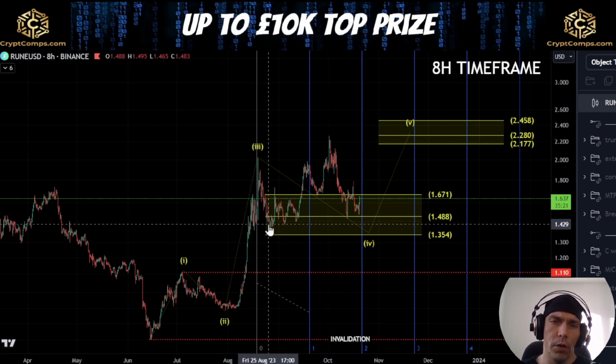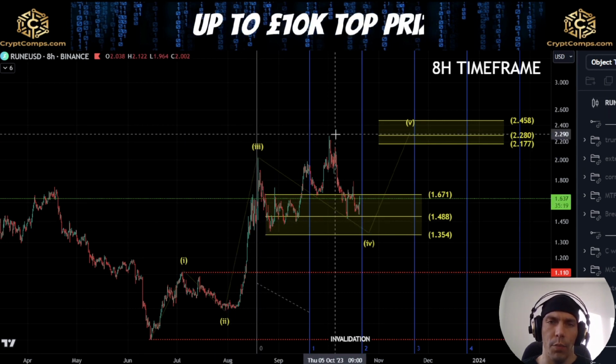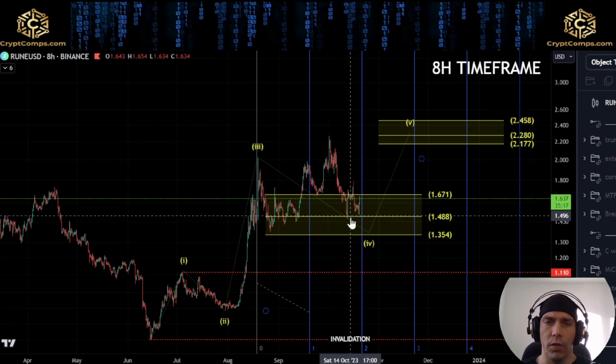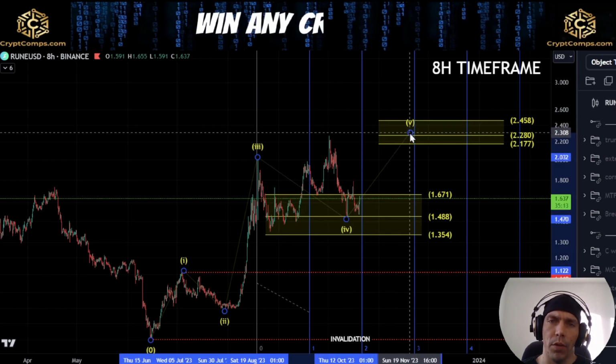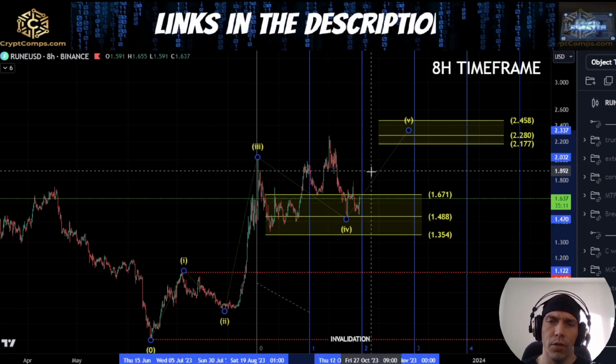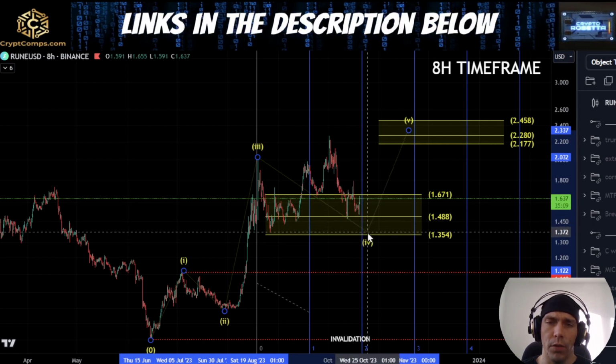So if we just look at this move as basically an A, B, and a C to the downside, this could actually mean that our 4th wave completes here, and we could look to rally up in a 5th wave. Though currently the structure is not looking that great for this idea.